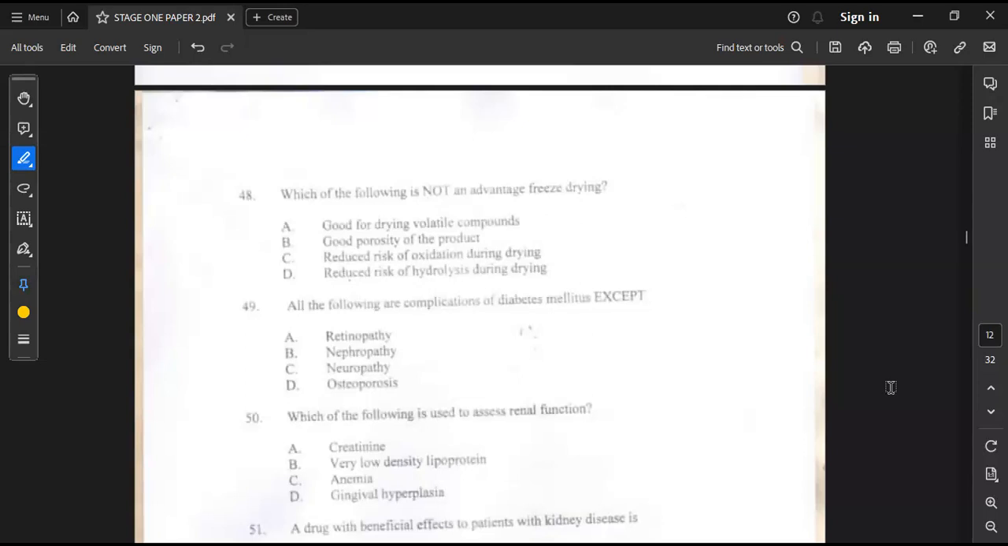I think hydrolysis occurs most of the time if the method you're using involves water or high temperatures. With low temperatures, your compound is just frozen, so it doesn't interact with water. Freeze drying, I think, would be good for drying volatile compounds. So personally, I would think the answer would be D, because hydrolysis would be involved if you're drying using high temperatures or your method involves water.